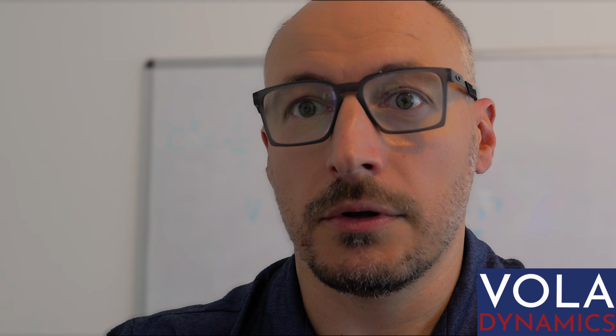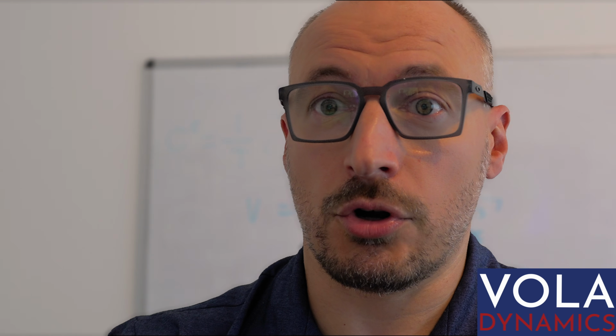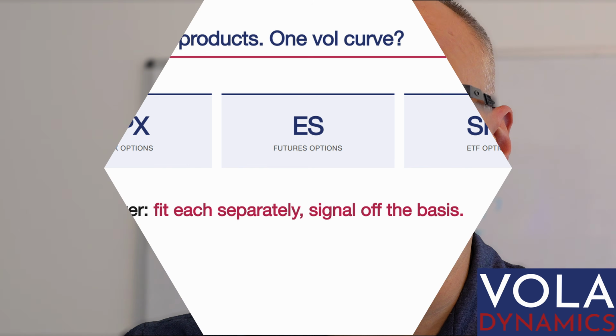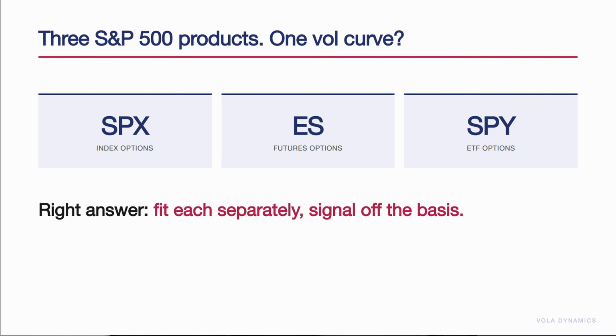Let's talk about trading SPX, ES, and SPYs together, for example. This question has been asked by many clients. How do you create a vol curve that describes all these products together? My usual answer is that you actually don't want to fit them all together.